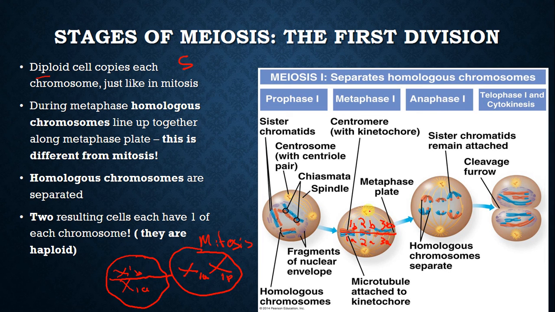then when the spindle fibers pull homologous chromosomes away from each other, the resulting cells only have one copy of each chromosome. So these resulting cells are already haploid. They have half the total number of chromosomes, just they have two copies of the same homologous chromosome. Alright.